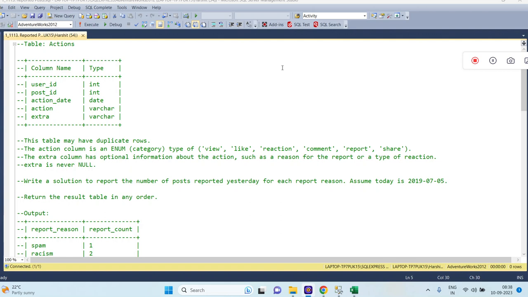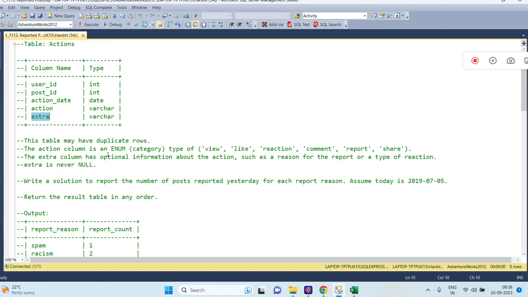So let's continue with our FAANG and MNC's SQL queries. This is our first query of today. We are given the actions table, with user ID, post ID, action date, action, and an extra column. This table may have duplicate rows.